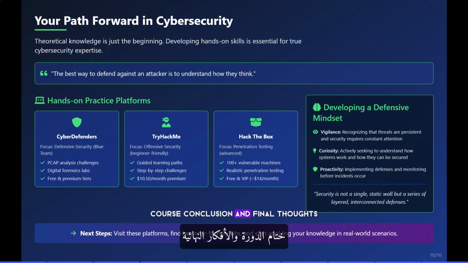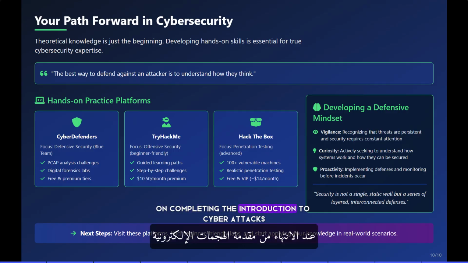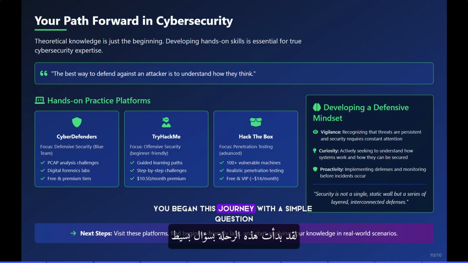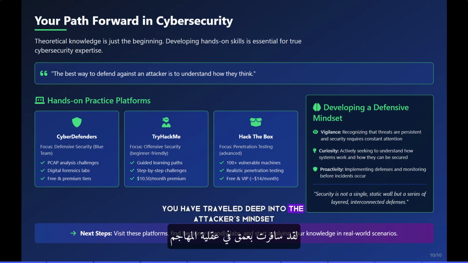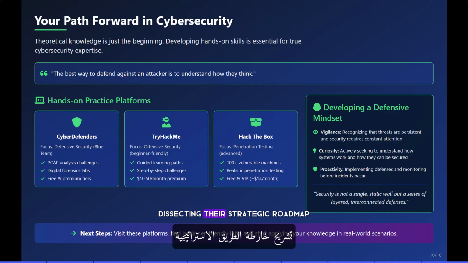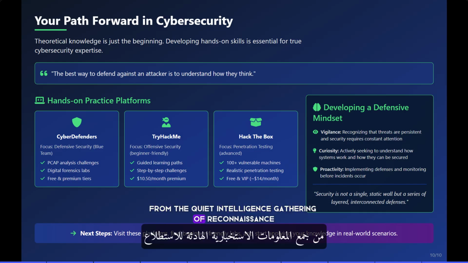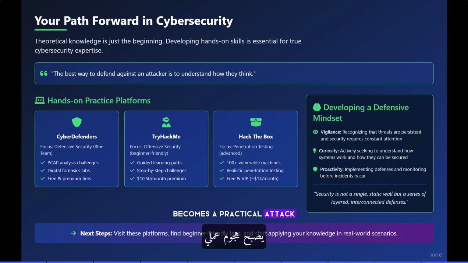Course conclusion and final thoughts. Congratulations on completing the Introduction to Cyber Attacks for Beginners Master Course. You began this journey with a simple question: how do attackers operate? Over 5 modules, you have traveled deep into the attacker's mindset, dissecting their strategic roadmap, the cyber kill chain, phase by phase. From the quiet intelligence gathering of Reconnaissance to the final actions on objectives, you have seen how a theoretical plan becomes a practical attack.